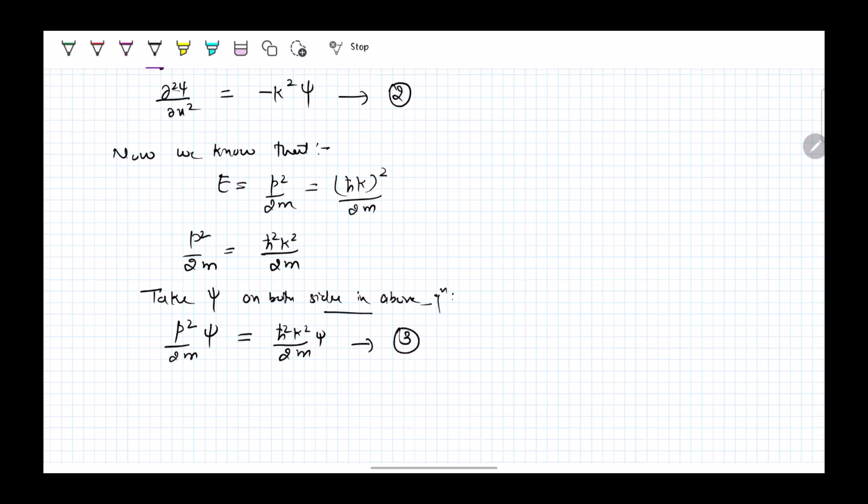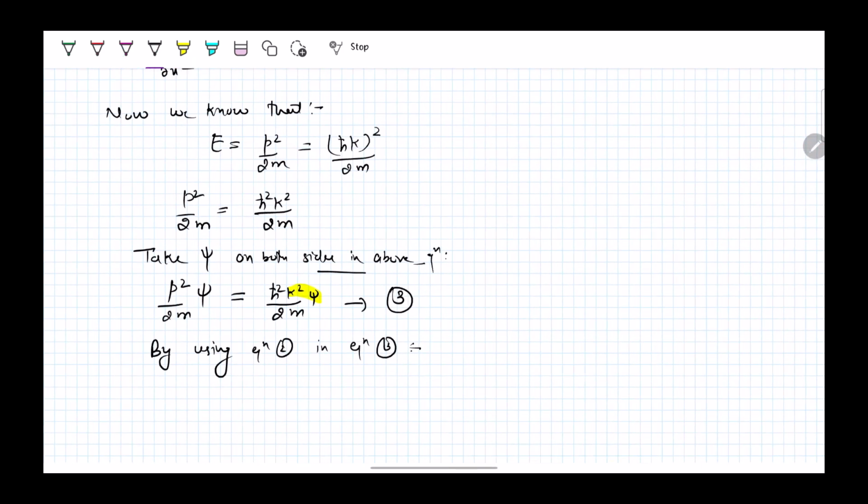Now, by using equation number 2 in equation number 3, we can use the value of ∂²ψ/∂x². So we can write the value of k²ψ from equation number 2. So what we are getting is p²/2m ψ equals minus ħ²/2m ∂²ψ/∂x². This is equation number 4.